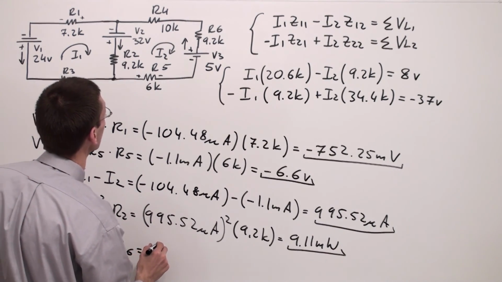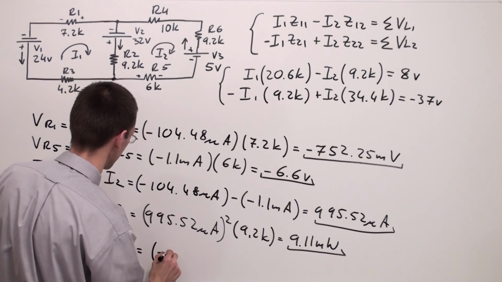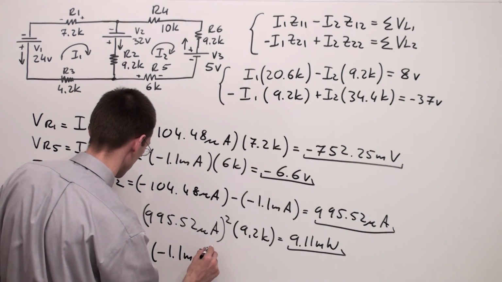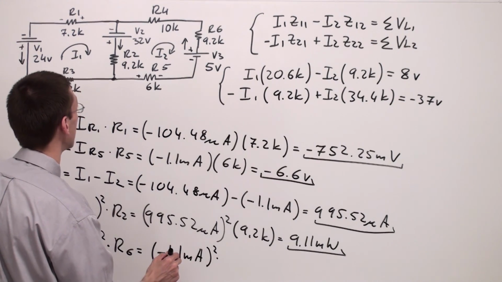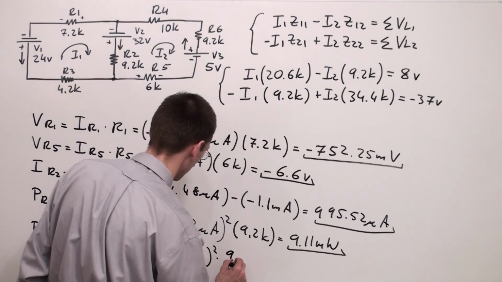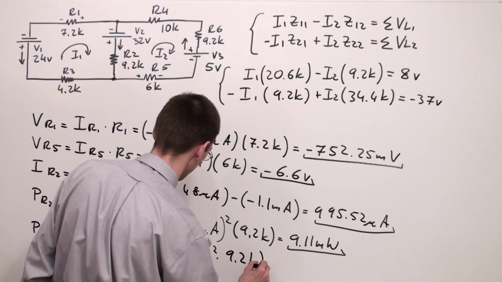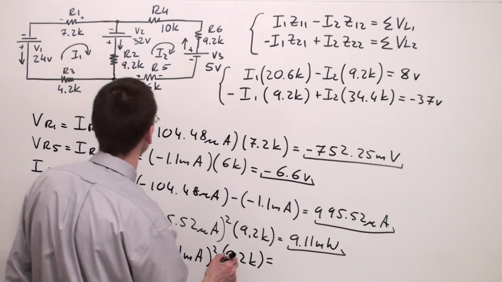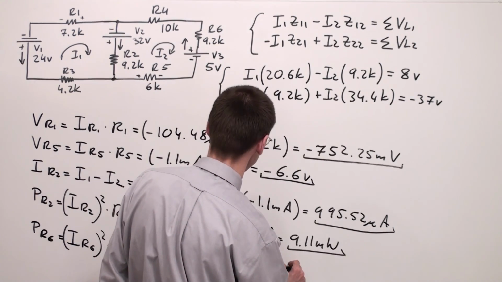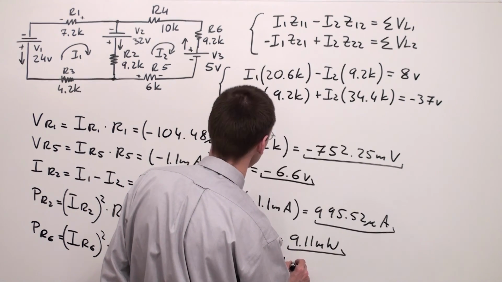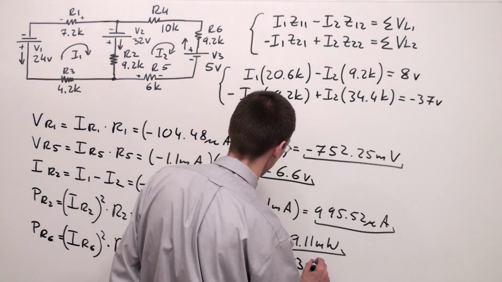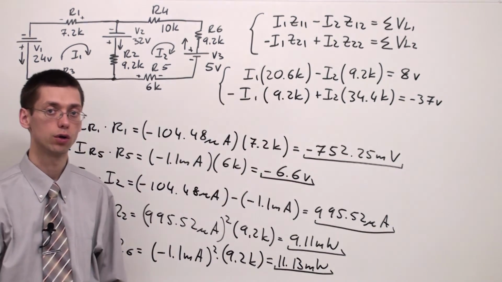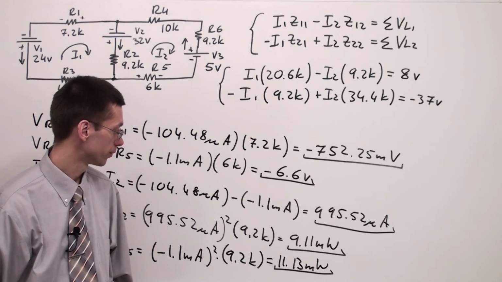I2 is equal to negative 1.1 milliamps squared times R6, which is equal to 9.2 kilo. This is equal to 11.13 milliwatts. So we've found all the answers to our problem.